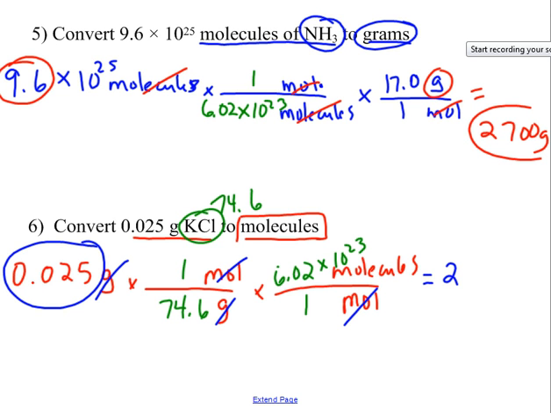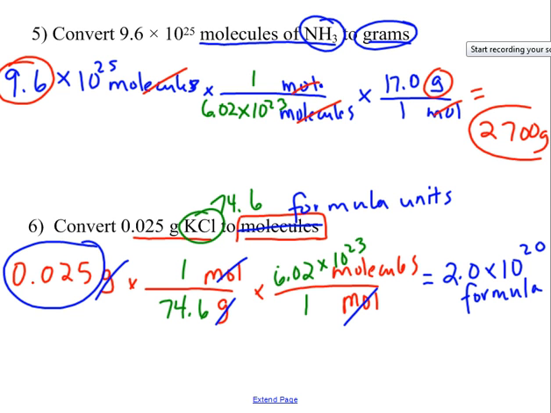2.0 times 10 to the 20. And I just realized my mistake here. This is not molecules. You have it written as formula units, which is a better descriptor of this substance because it's ionic. So if you caught me already, good for you. And so this is 2.0 times 10 to the 20 formula units. 2 sig figs, 2.0 times 10 to the 20 is the entire answer.